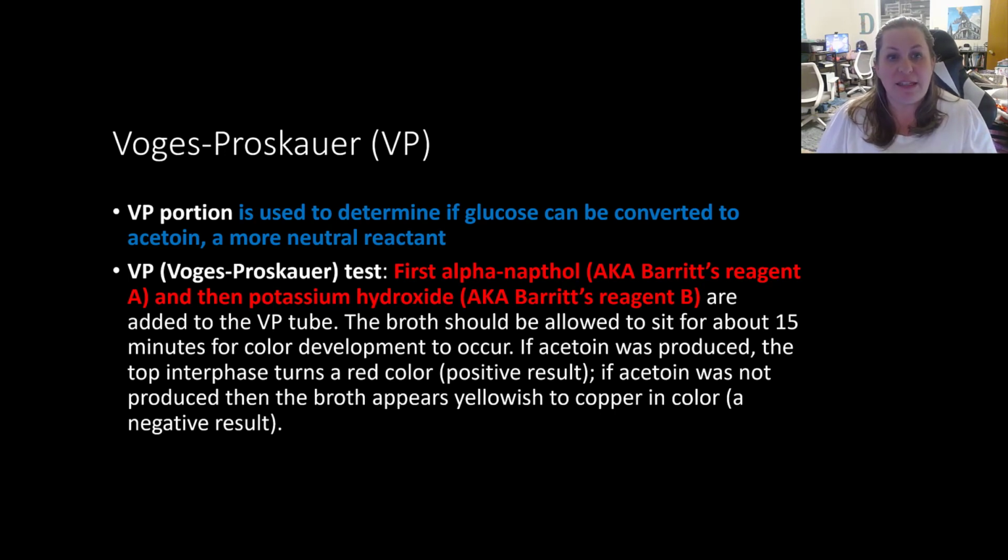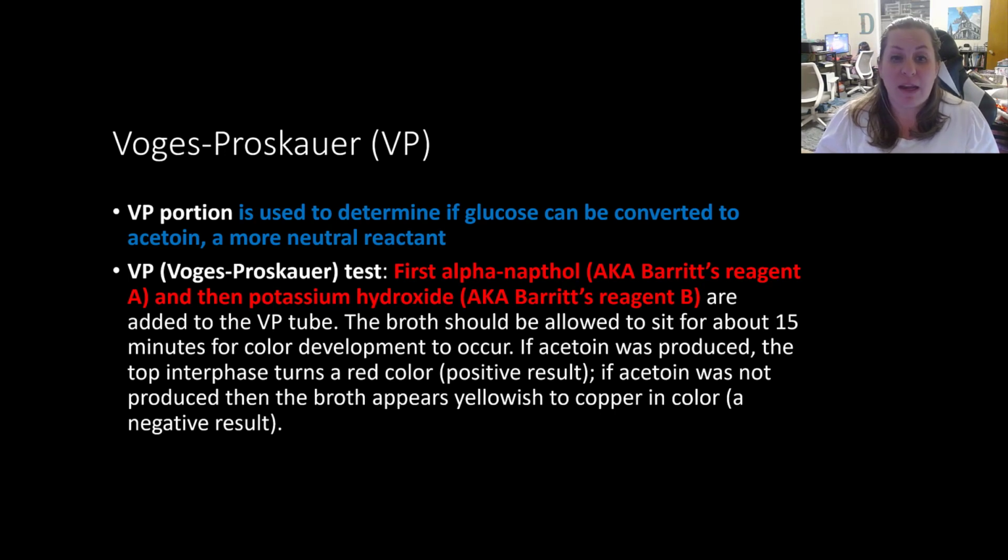Now, with the VP test, you're going to use two reagents. You're going to use the Barritt's reagent A and B, and you have to make sure that you do them in order. You have to put A in first, then B. These are going to come in little capsules too that are going to be crystallized. You're going to have to break it to where it releases the liquid. Once the liquid is ready to be released, it's a little dropper. You'll drop the whole container of A in first, then you'll do the whole container of B. You do have to let this sit for about 15 minutes.